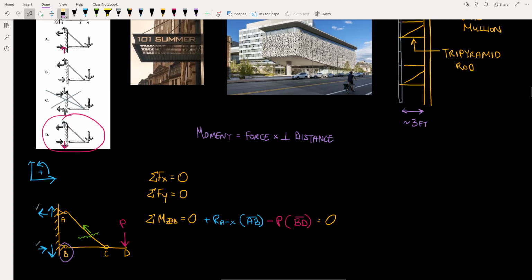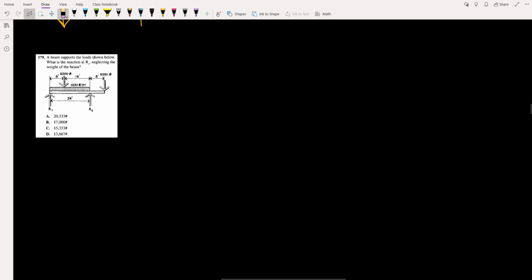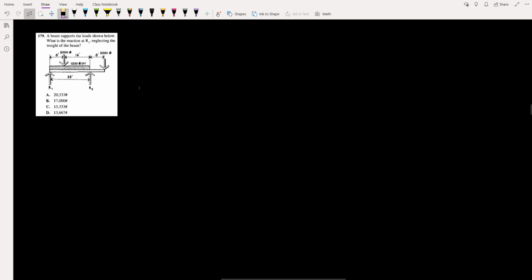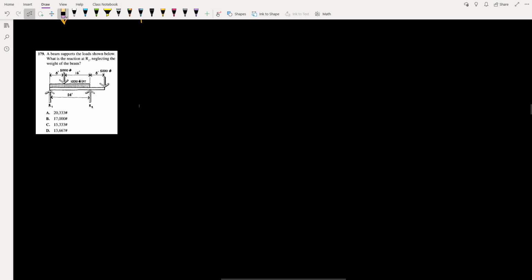So now let's move on to an example with numbers. And we're going to be looking at this example problem that states, a beam supports the loads shown below. What is the reaction at R1, neglecting the weight of the beam? So of course we're going to start with a free body diagram. We're going to have a pin on one side, and we'll make this a roller on the other side.